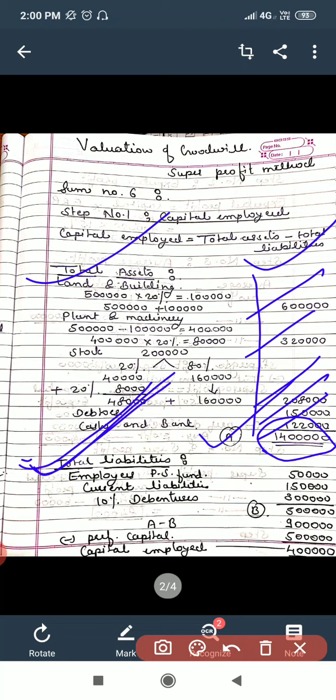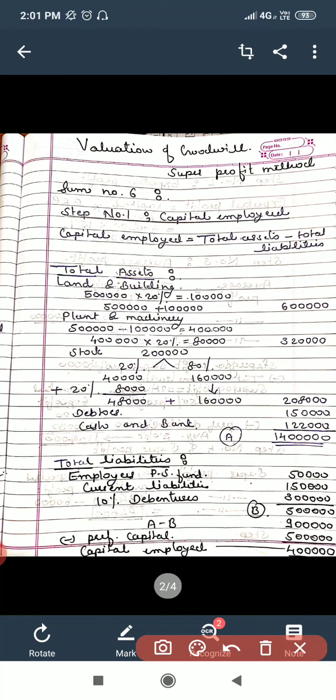The next is the employees profit sharing fund. It is one of the liabilities of the company, that is why we will write 50,000 over here. Next we have the current liabilities of rupees 1,50,000 and 10% debentures of rupees 3 lakhs. That's all the liabilities given to us. If you get the total of these three, you will get rupees 5 lakhs, which we will name as B.